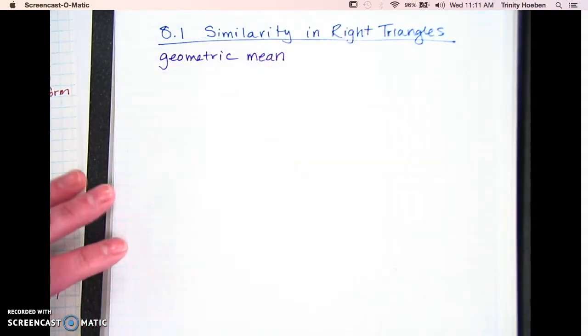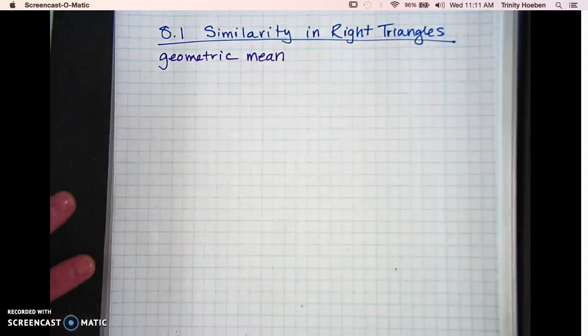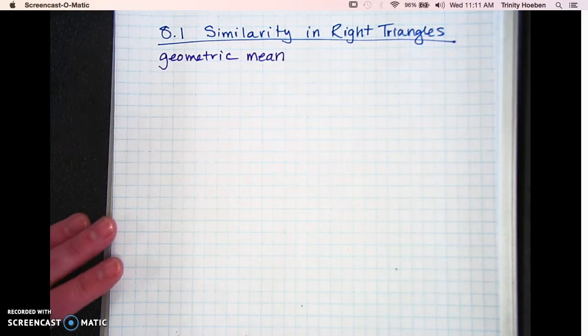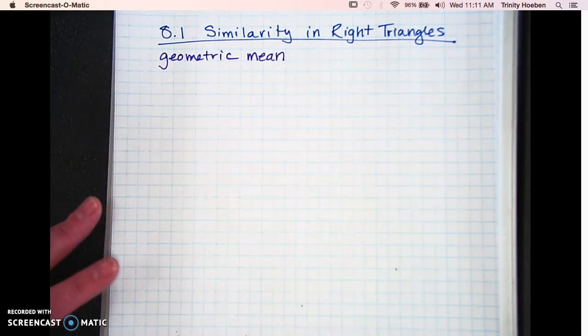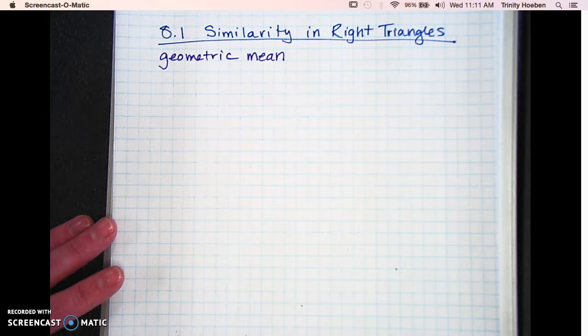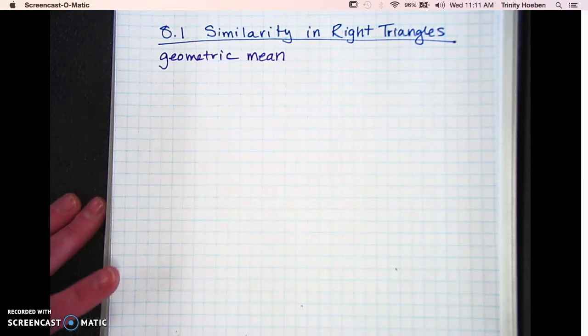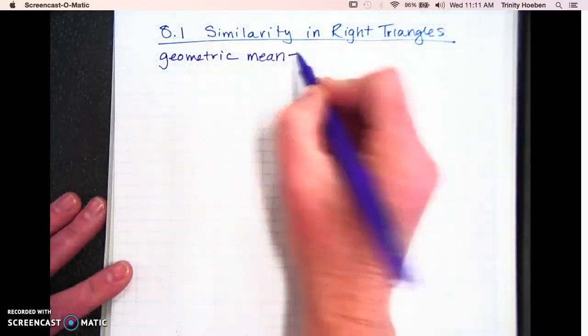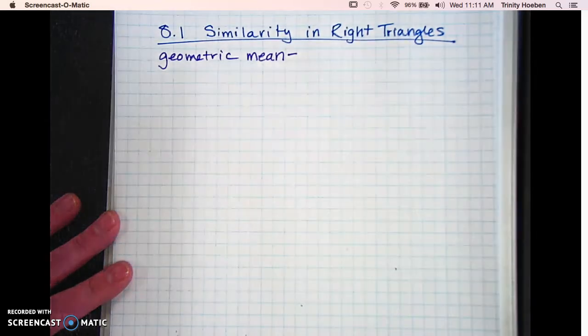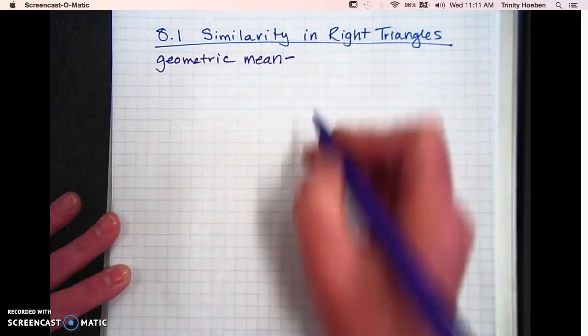You may have heard in algebra about the algebraic mean, basically where you take all the numbers that they give you, you add them up, and then you divide by the amount of numbers that they gave you. So if they give you 2 numbers, you add them up and divide by 2. If they give you 5 numbers, you add them up and you divide by 5. Or if they give you 20 numbers, you add them up and you divide by 20. But in geometry, we have something different. It's called the geometric mean.